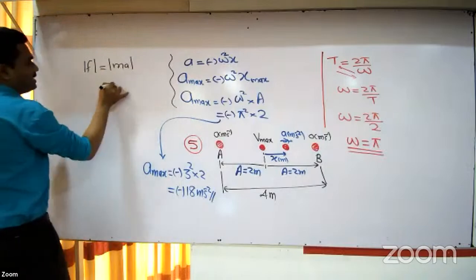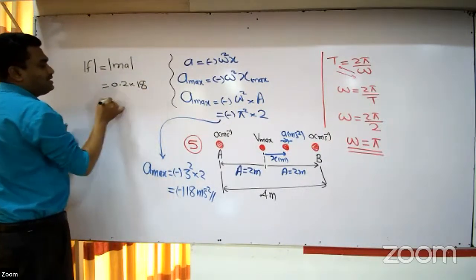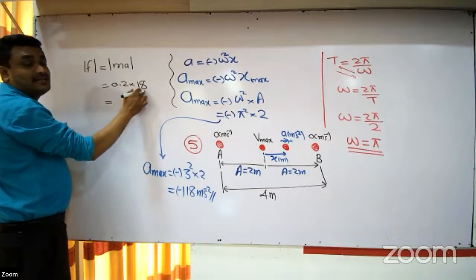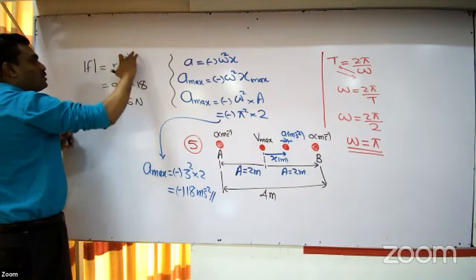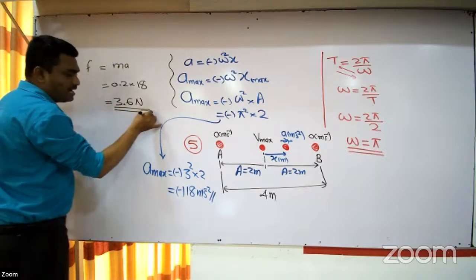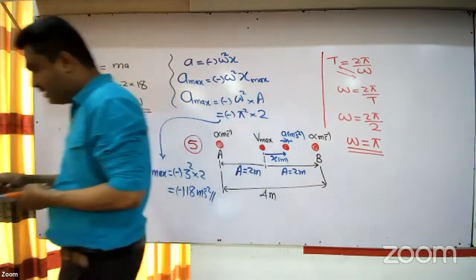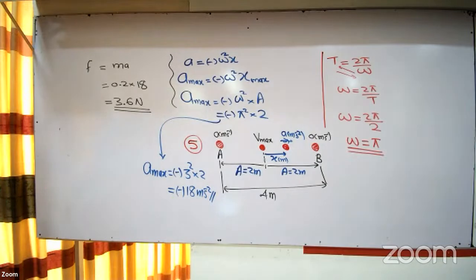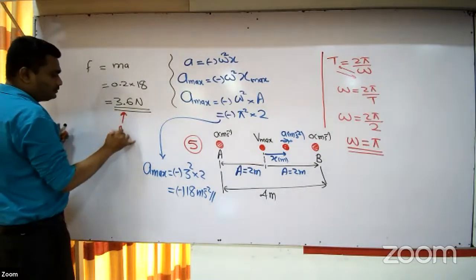So mass is given as 0.2. Magnitude of the acceleration is 18. 2 into 18 is 36. One decimal point should be removed, so 3.6. So don't worry about the sign, just apply F equals ma. Here they have given only the magnitude. They don't worry about the positive or negative signs. So which answer is correct? Fourth answer. The correct choice is 4.